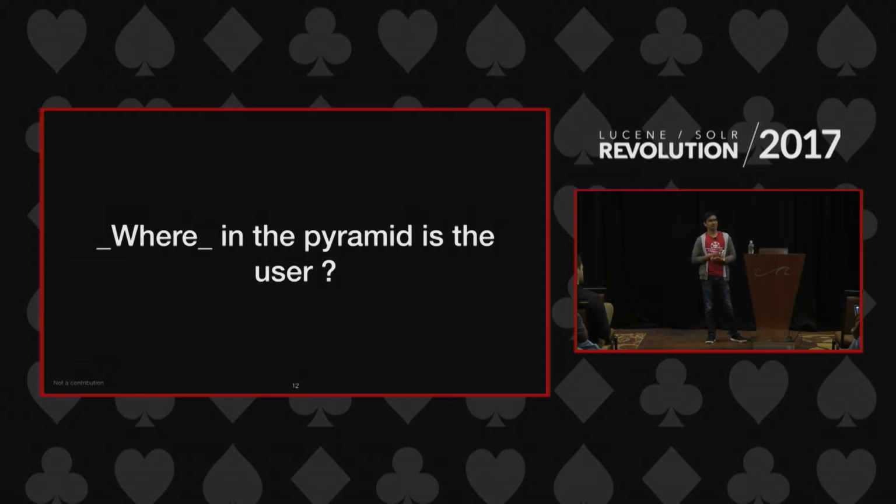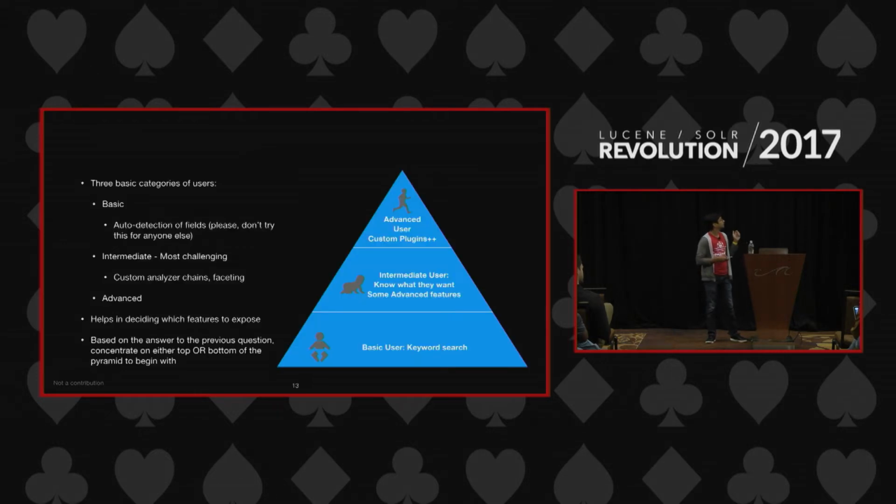That brings us to the second question. Where in the pyramid is the user? The pyramid I'm talking about is basically this stack of how advanced the user is in terms of their capability or their desire to build the search or use the search or consume different features from search.